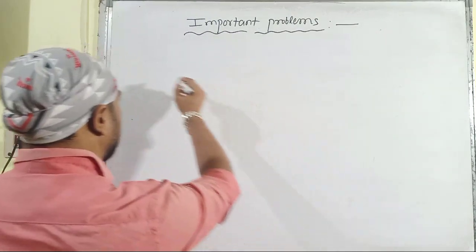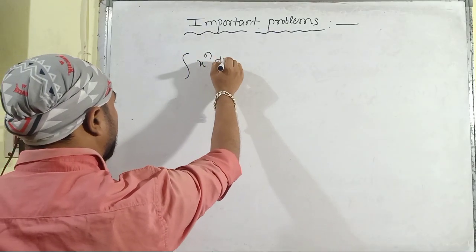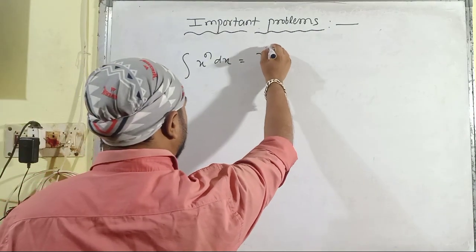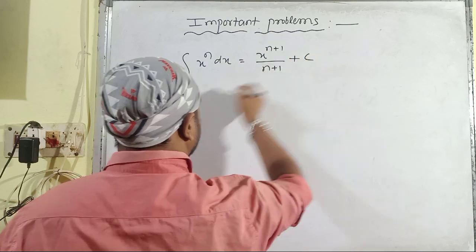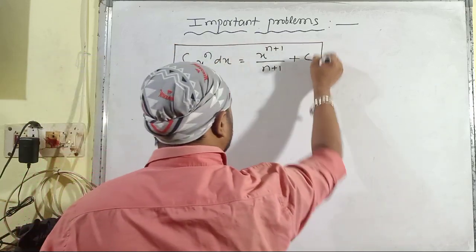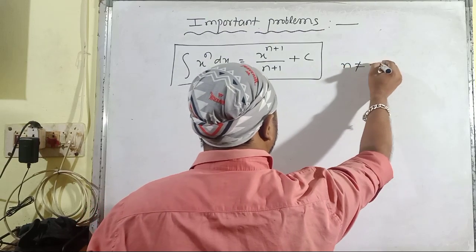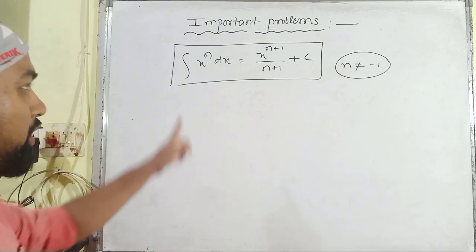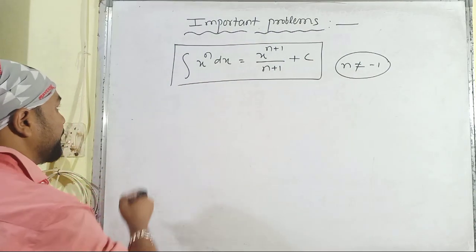So let us start from formula number 1, and the formula is integral of x to the power n with respect to dx. It will be x to the power n plus 1 divided by n plus 1 plus any constant c, but the most important condition here is n is not equal to minus 1. So you have to solve some problems based upon this formula. This is the first formula of integration.